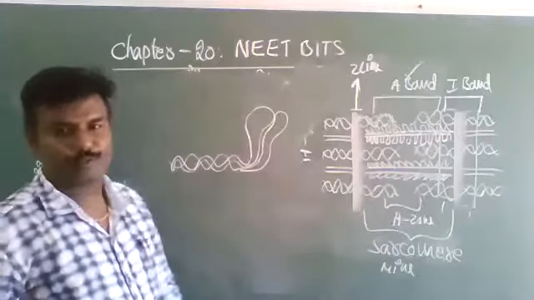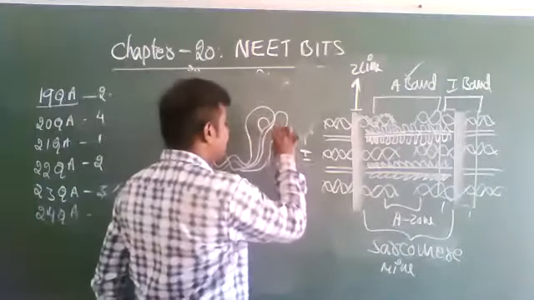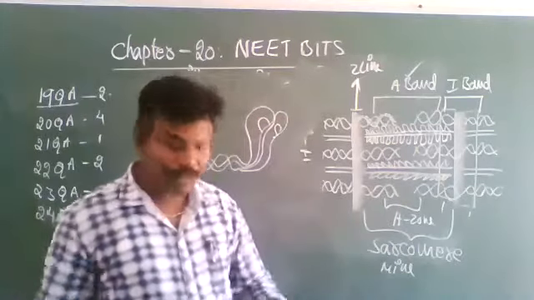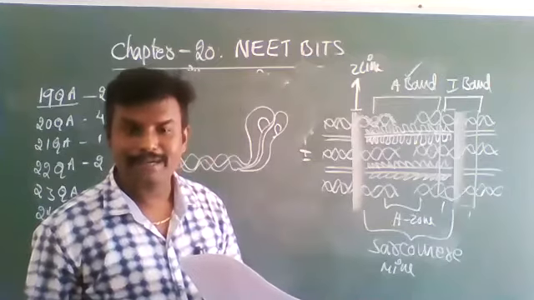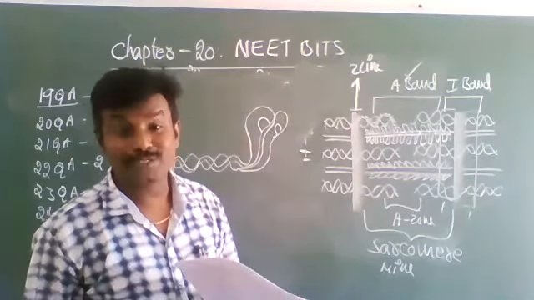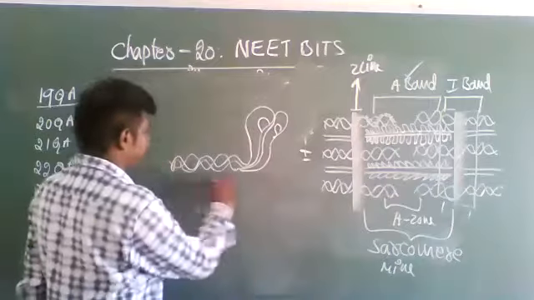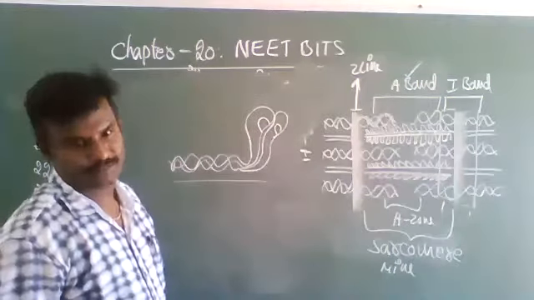This is meromyosin. Here, what was there? Globular shaped head. What was there? ATP binding site is located on the myosin head. Myosin head. Okay, it is myosin, thick filament.